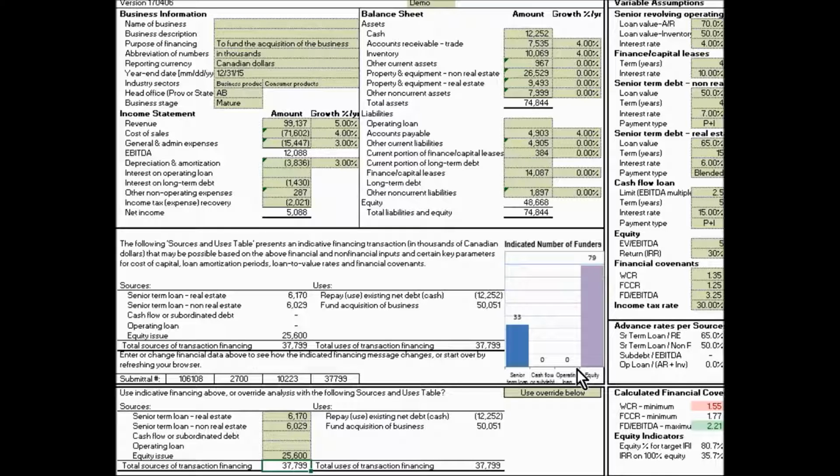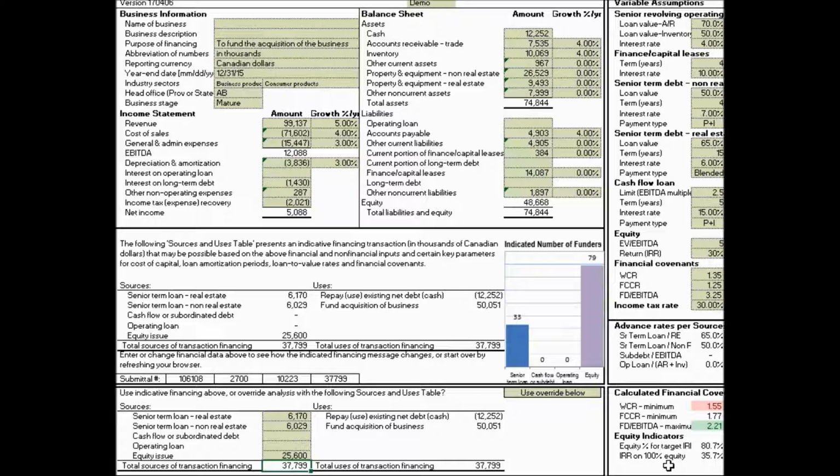We can see that our financing strategy is greatly simplified. It's a lot easier to go to the market for two types of financing rather than four, and we can see here that our financial covenants are good. We have an adequate IRR in the equity here.